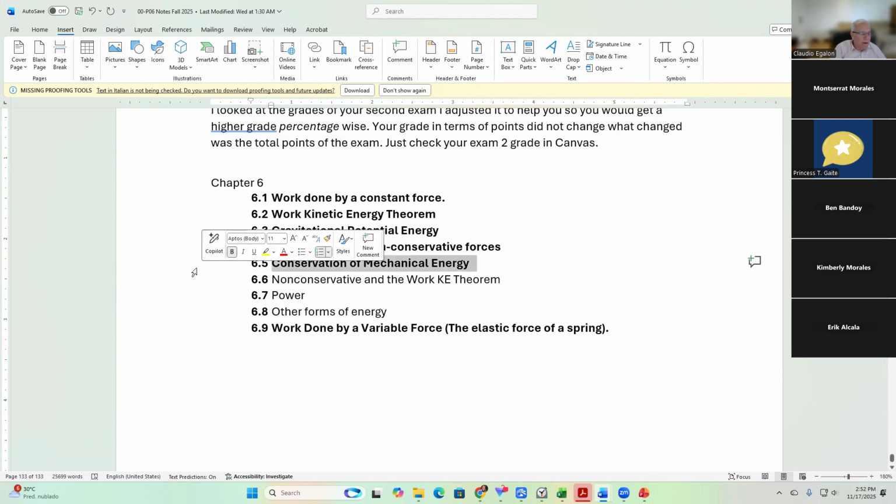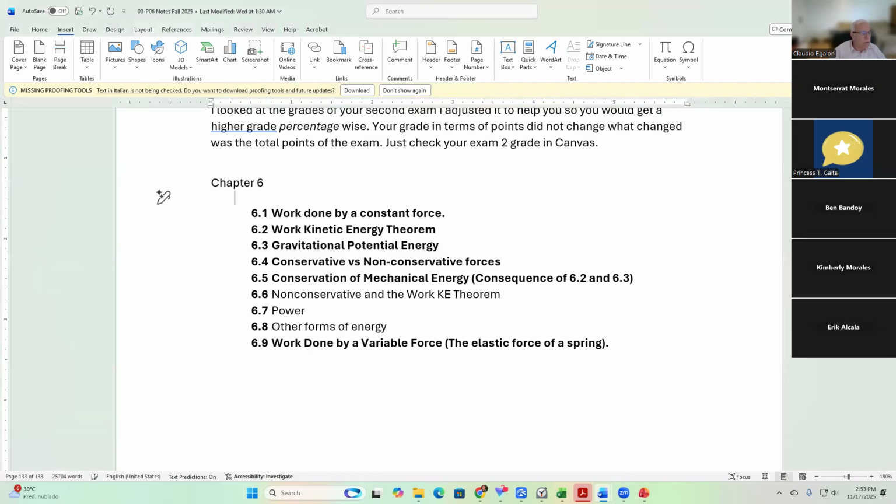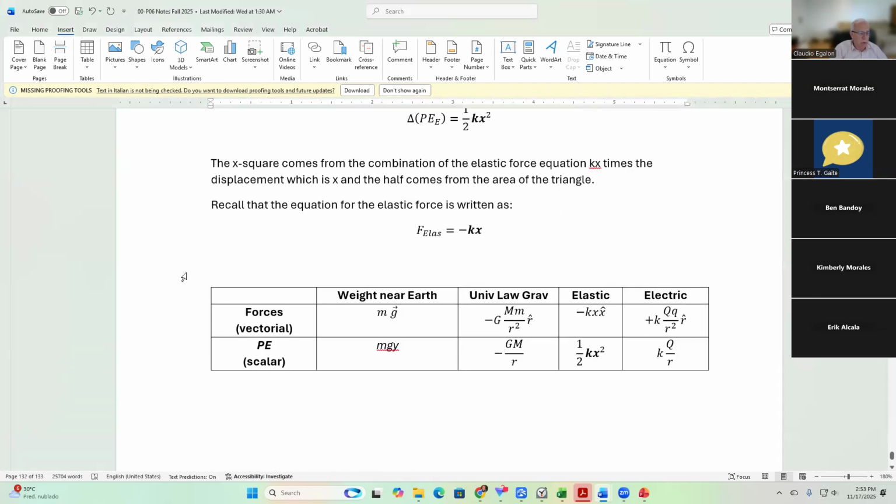Okay, what you see right in here is a consequence of 6.2 and 6.3. That's what it is. And we're going to do some examples so you can understand better what it's all about, okay? Instead of 6.1, 6.2, let's leave it this way. Okay, and I came up with this table.